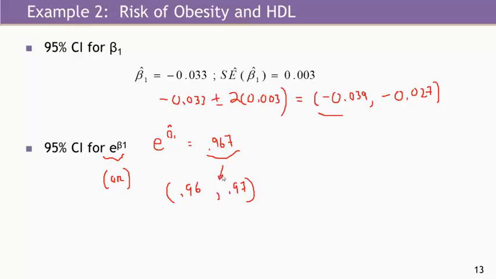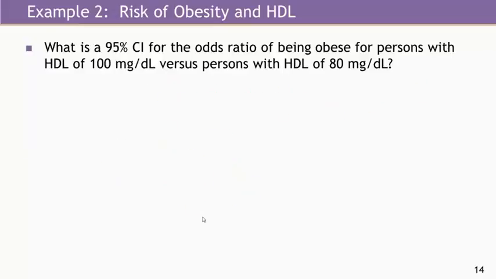So this is a very tight confidence interval, indicating that after accounting for the uncertainty in our sample-based estimates, the estimated association between obesity and HDL cholesterol level in the population is on the order of anywhere from a 3% to 4% decrease in the odds of obesity per unit milligram per deciliter increase in HDL. Suppose we wanted to do this for a comparison of groups who differed by more than 1 unit of HDL cholesterol level. Well, we could do this in several different ways.